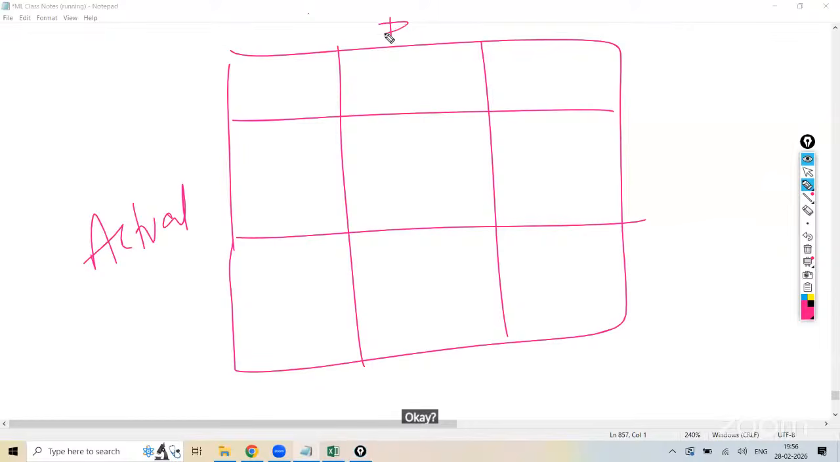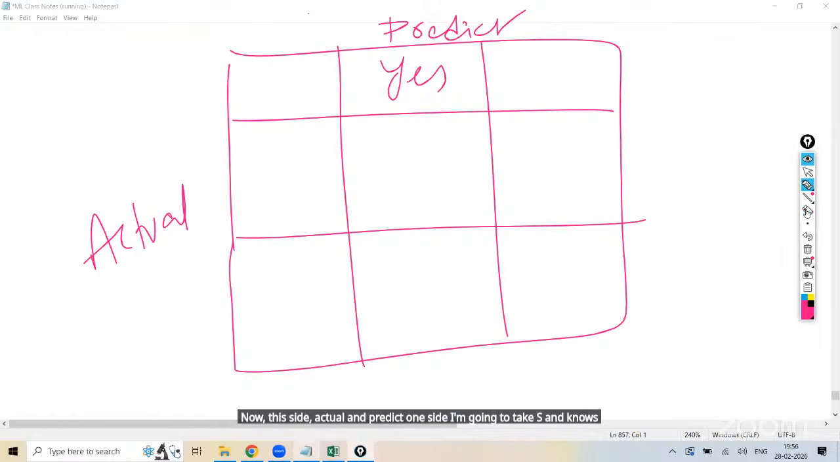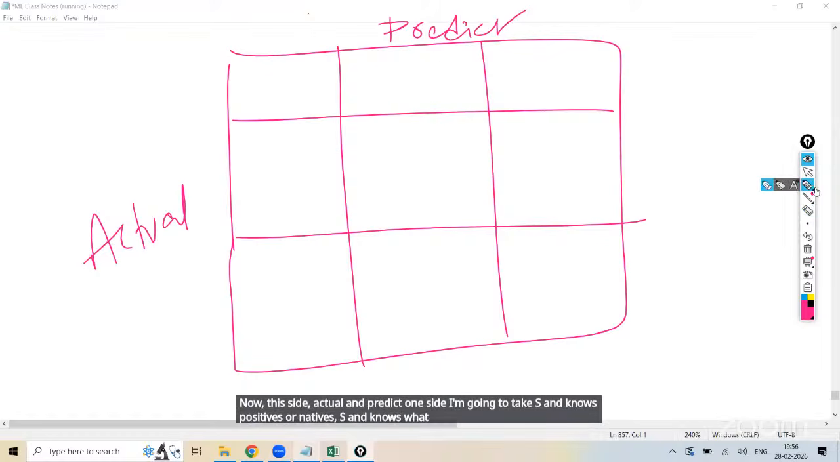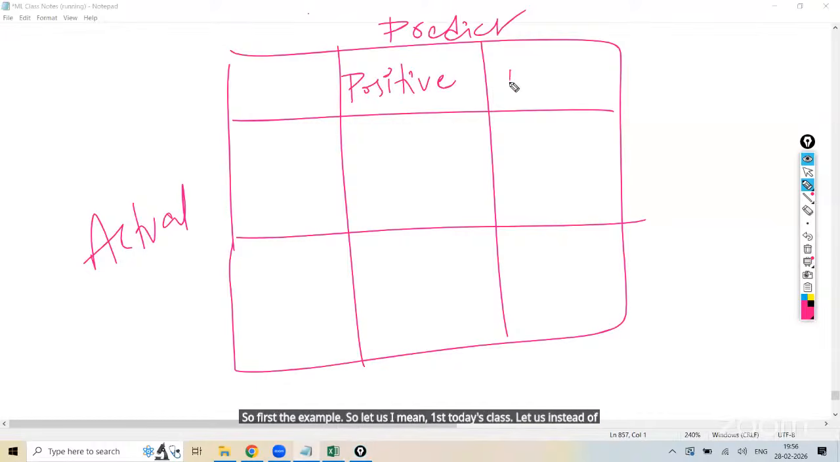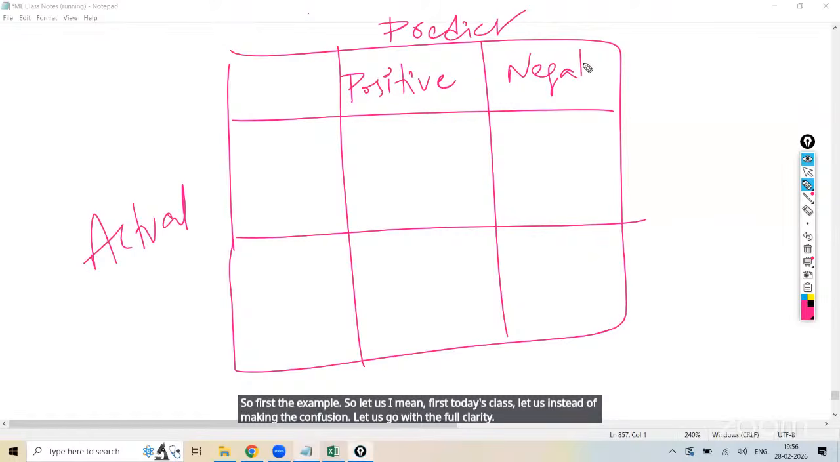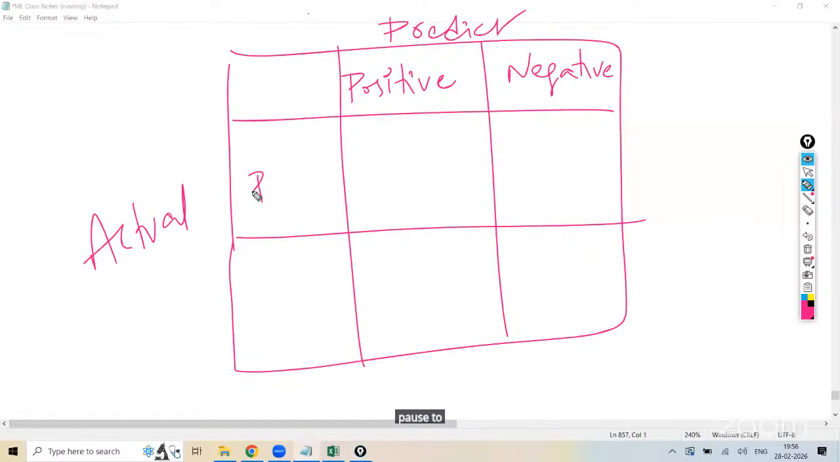Now, this is predicted. One side I'm going to take the predicted. Now, this side, actual and predicted. One side I'm going to take yes and no's, positives or negatives, yes and no's, whatever you are having. So for the first example, in today's class, instead of making the confusion, let us go with full clarity. Positive, negative, positive, negative.